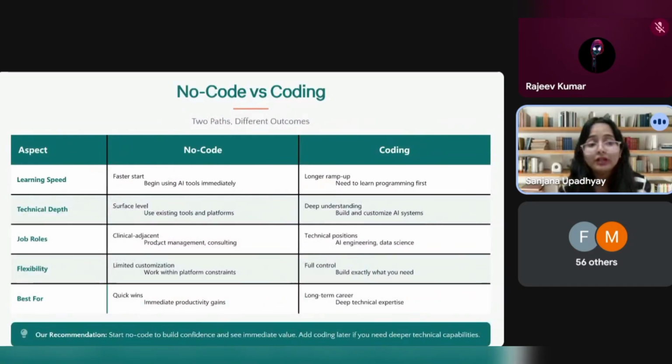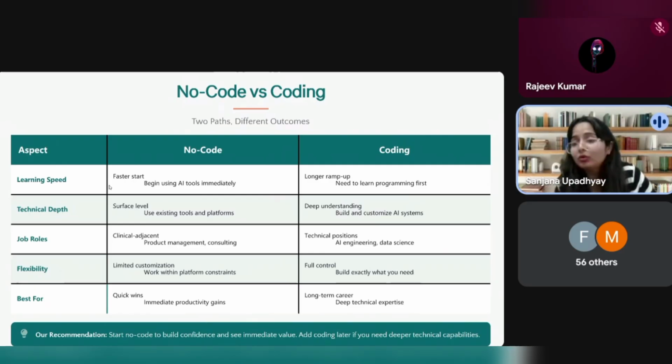So, no coding versus coding. What is no coding versus coding? As one person asked, whether even a clinician should learn coding or not. So yes, if you don't want to learn coding at all, there are still some roles which are going to be helpful. But knowing coding at a certain basic level is important. Basic to medium level is important. You can begin using AI tools immediately even if you don't know coding.